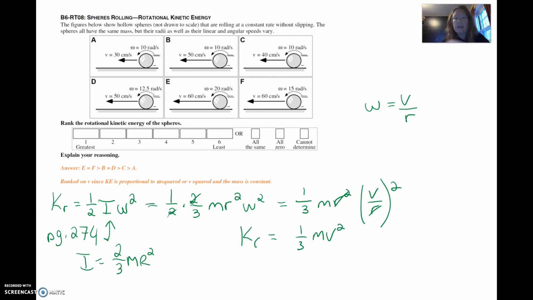So now I'm just ranking it. Since the masses are all the same, I'm ranking it in order of greatest to least, with E and F first. Then we see it goes the 50 ones, B and D, and then C, and then A. Okay, let's go on to the next one.